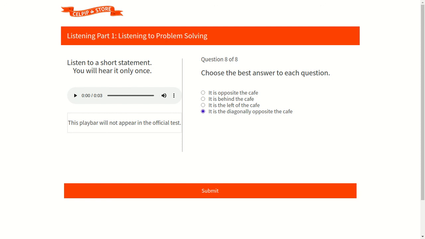We can listen very clearly in the audio that the stationery shop was located at the diagonally opposite position to the cafe. So accordingly, the 4th option is the correct option. That is, it is diagonally opposite the cafe.